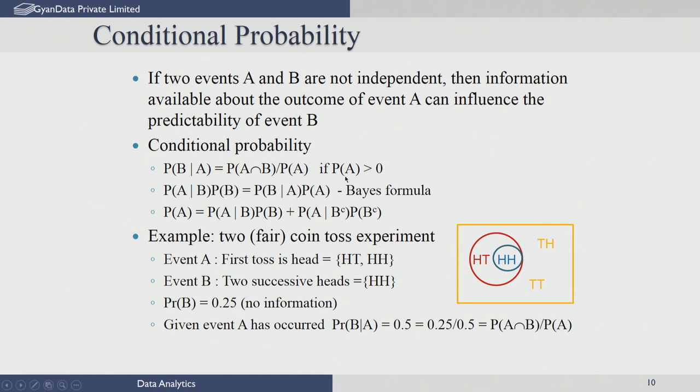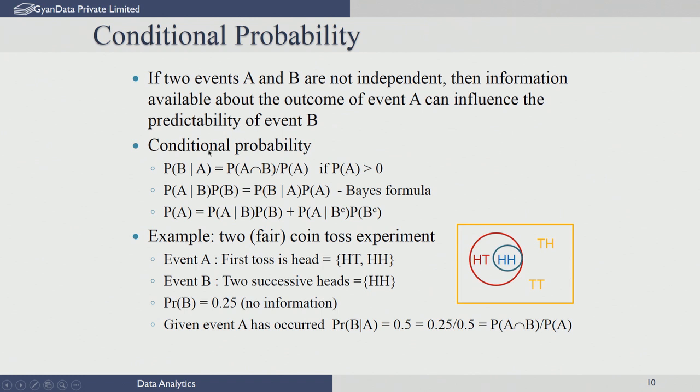Now there is an important notion of conditional probability, which is used when two events are not independent. If two events are not independent, then if you provide me some information about A, it will influence the predictability of B. Vice versa, if you tell me some information about the occurrence of B, then this information will improve the predictability of A.